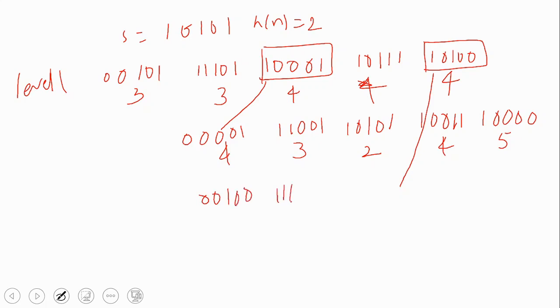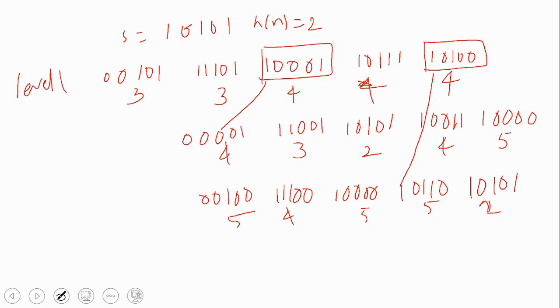Next 1 1 1 0 0. Next 1 0 0 0 0. Next 1 0 1 1 0. Next changing the fifth bit 1 0 1 0 1. So these 5 4 5 5 2 are the heuristic values for this one.